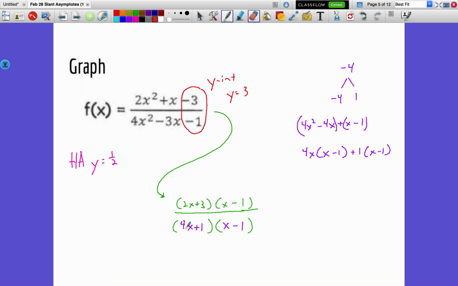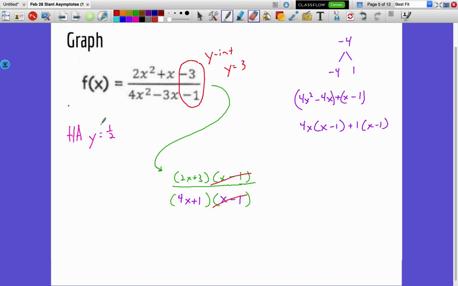Okay, let's just double check. We got a 4x squared minus 4x plus x. That's going to give us our negative 3x minus 1. Okay, so let's lightly draw that these two are crossing each other out. But now, what feature is that going to cause? Well, because these cancel out, there's going to be a hole at the value that makes this equal to 0. So there's going to be a hole at x equals 1.